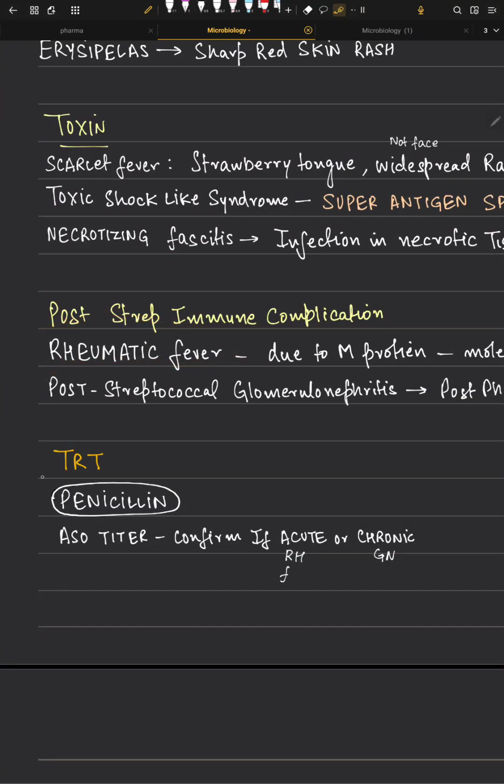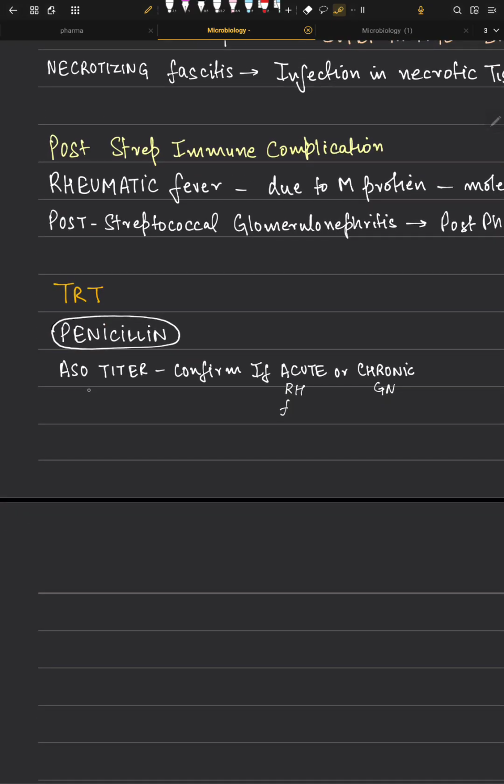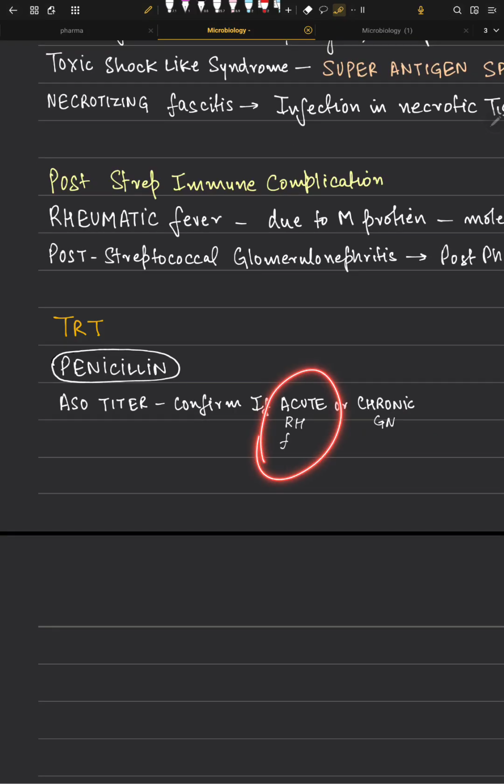The treatment is classically penicillin, and we can check the ASO titer, because it can confirm whether it's an acute rheumatic fever or a chronic glomerulonephritis. Because if you have had it chronically, it can lead to rheumatic fever, so it's very important to know the ASO titer.